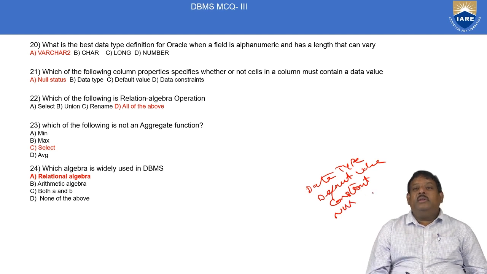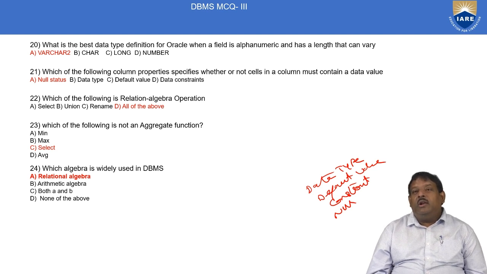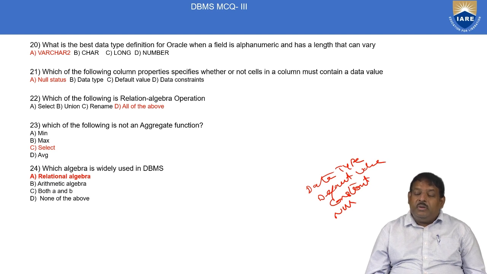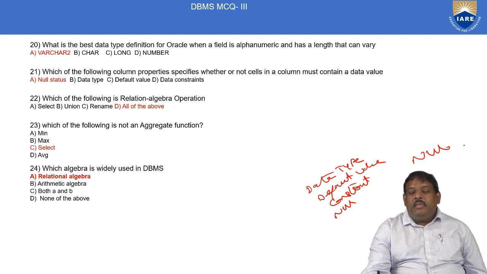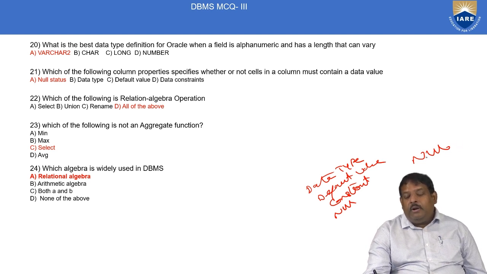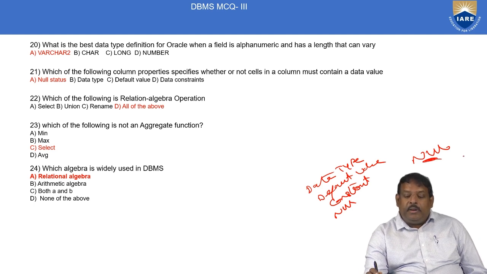Now, the question is which property would be defined when your column must contain a value. To say that a column cannot have a value, you have to make it null. It is the nullable property, because here the value may or may not be there. So, the right answer is nullable property.